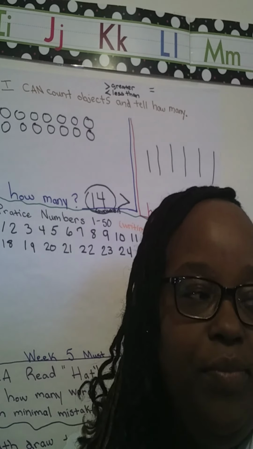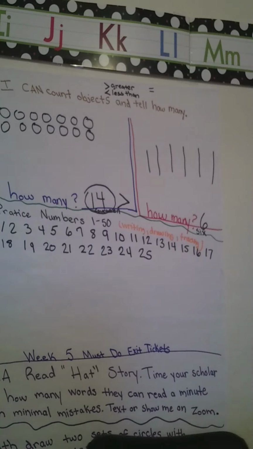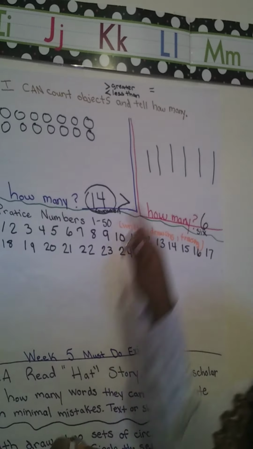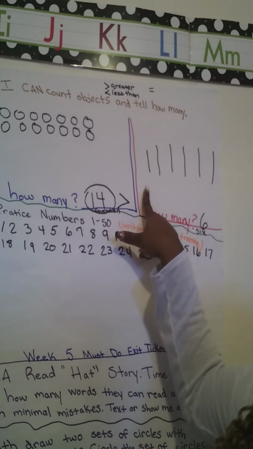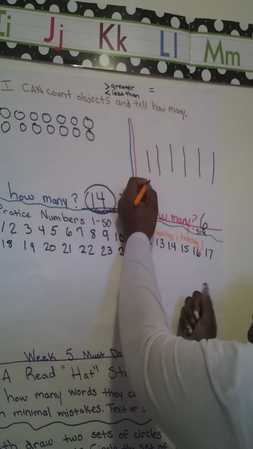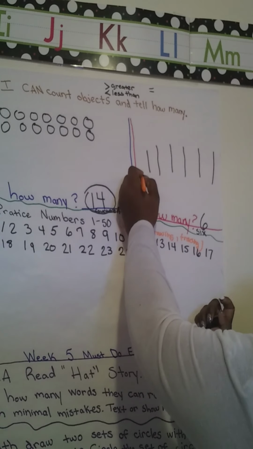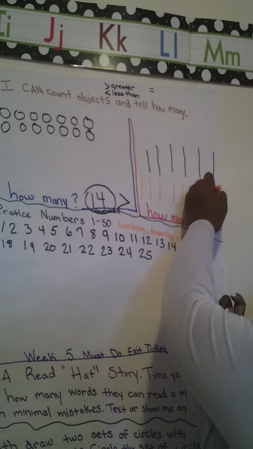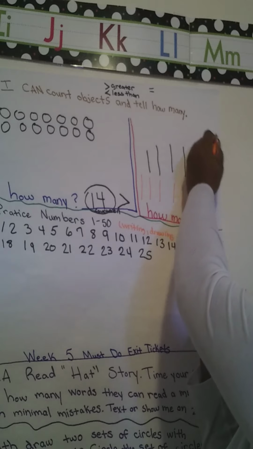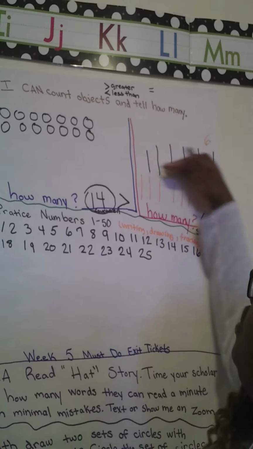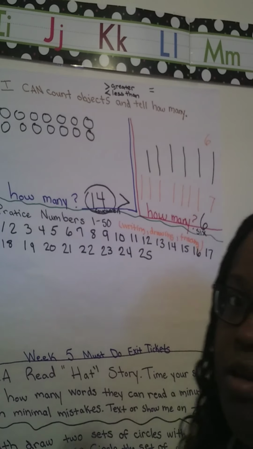Really quickly, for this one, it's easier to show. Last week we had 6 sticks, but if I was asked to draw a set with one more, then your scholar would have to draw 1, 2, 3, 4, 5, 6, 7, and there's 7. So here's my set of 6, here's my set of 7. So they're just going to draw one more this week.